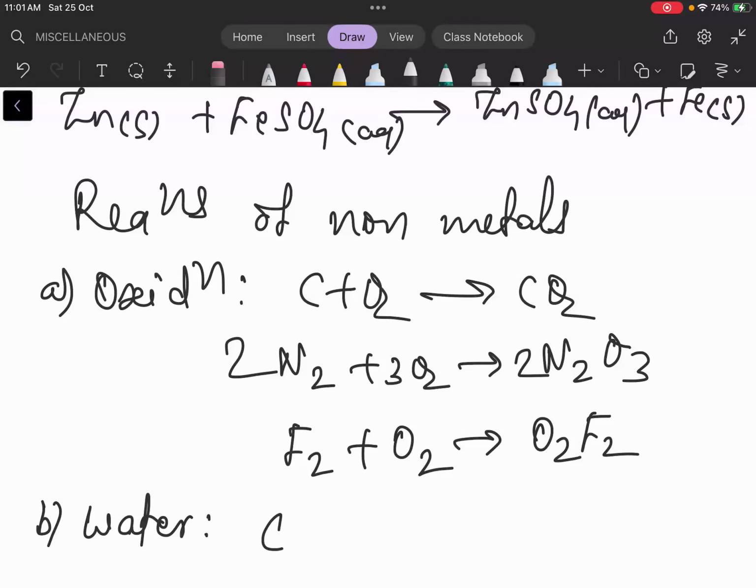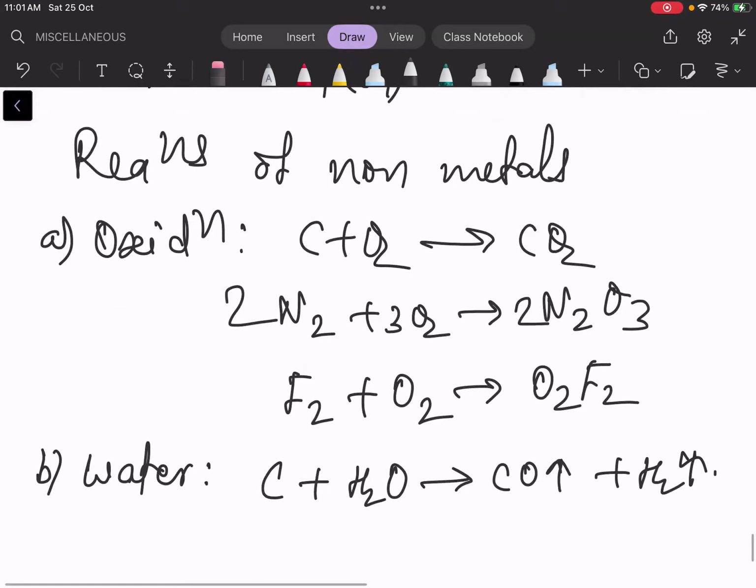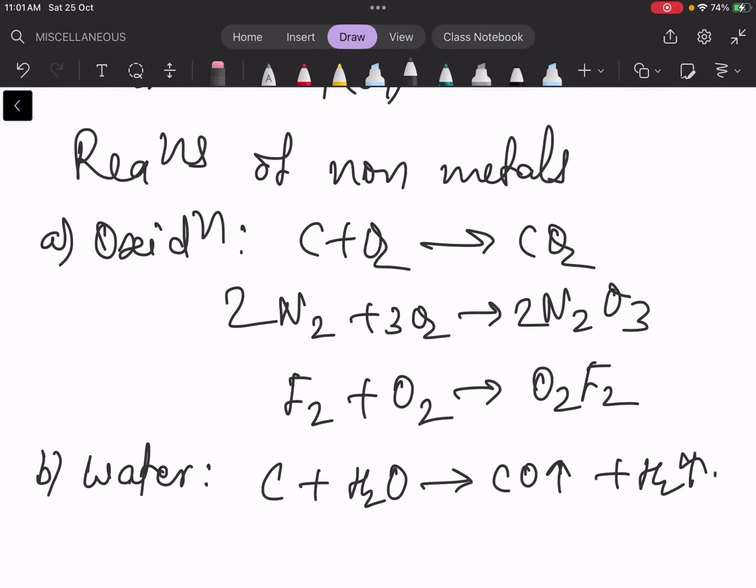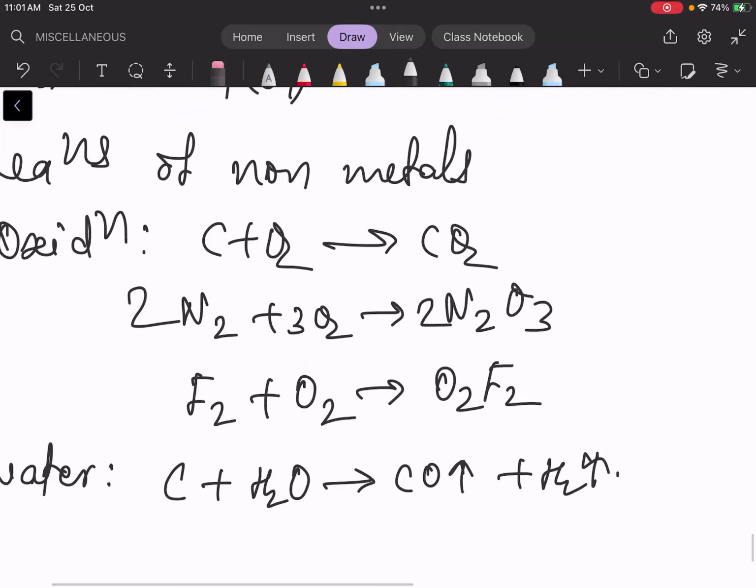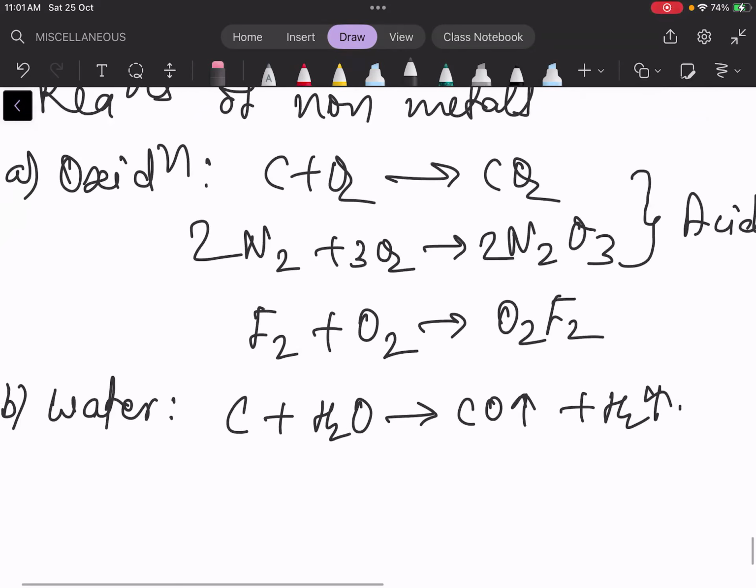Carbon combined with water forms carbon monoxide gas plus hydrogen gas. Generally, oxides of non-metals are acidic in nature. Is there any doubt?